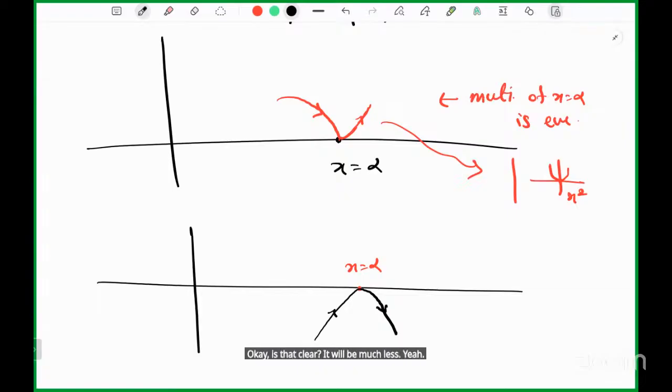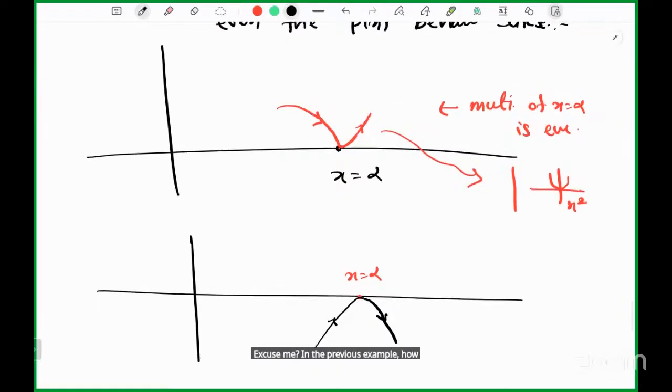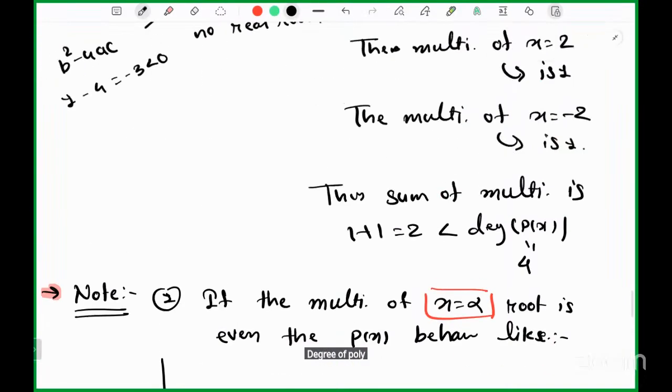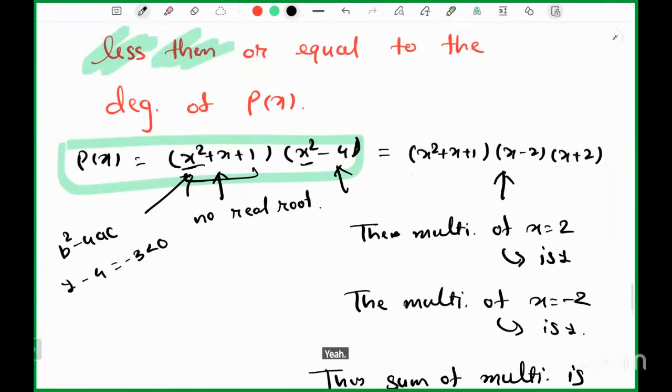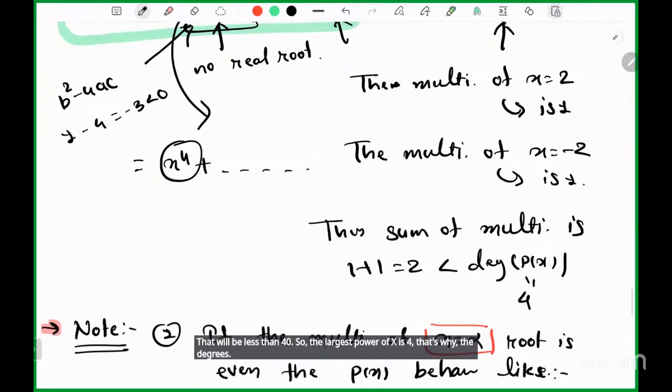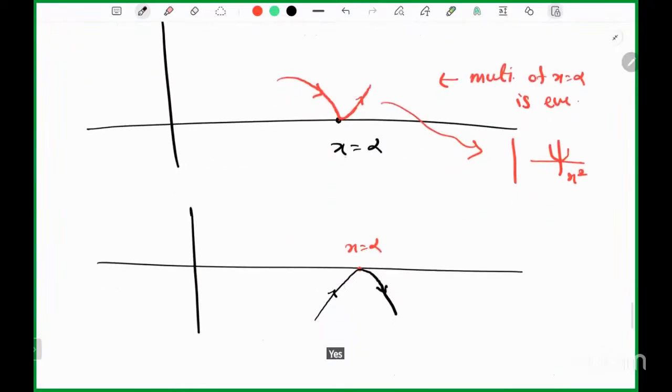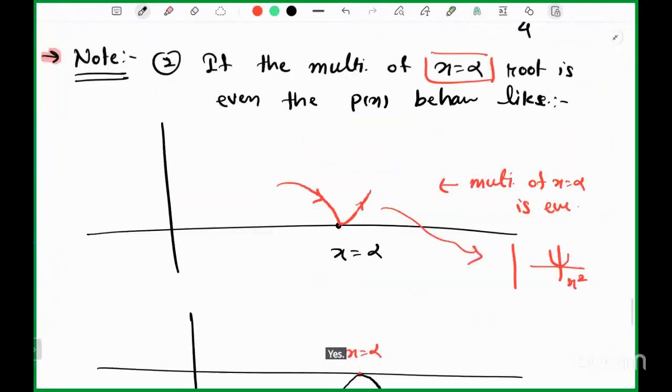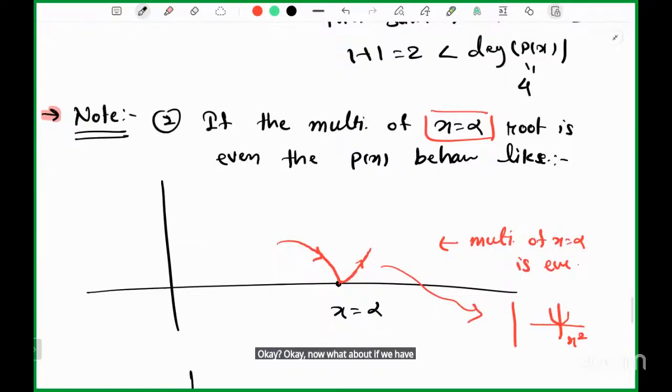Ma'am, in the previous example, how is the degree of the polynomial 4? Yeah, see, here this polynomial is written in factored form. Once you solve it, you get x to the power 4 plus something, something, something, and the other terms will have lower powers. So the largest power of x is 4. That's why the degree is 4. Okay. Now what about if we have an odd multiplicity?